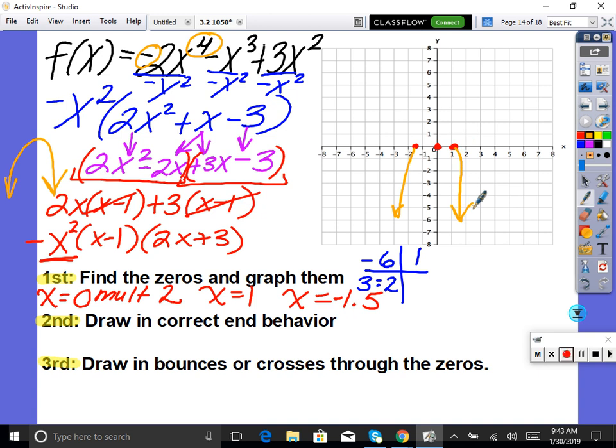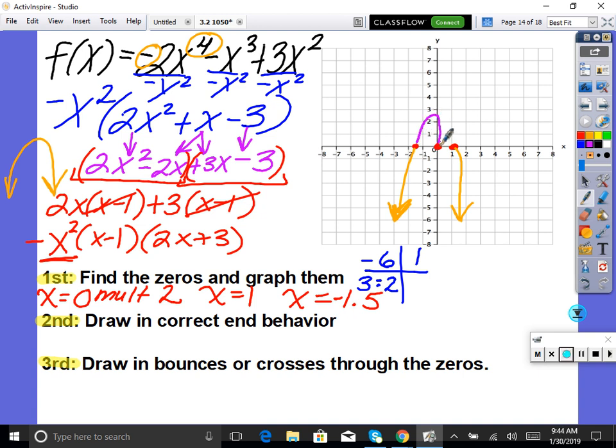Now, we're going to trace this to fill in the dots, everybody. So looking at this, we're coming up and, should we be crossing through this or bouncing? Negative 1.5 is a cross. It's multiplicity of 1. It's an odd multiplicity. So then are we going to have to come back down?